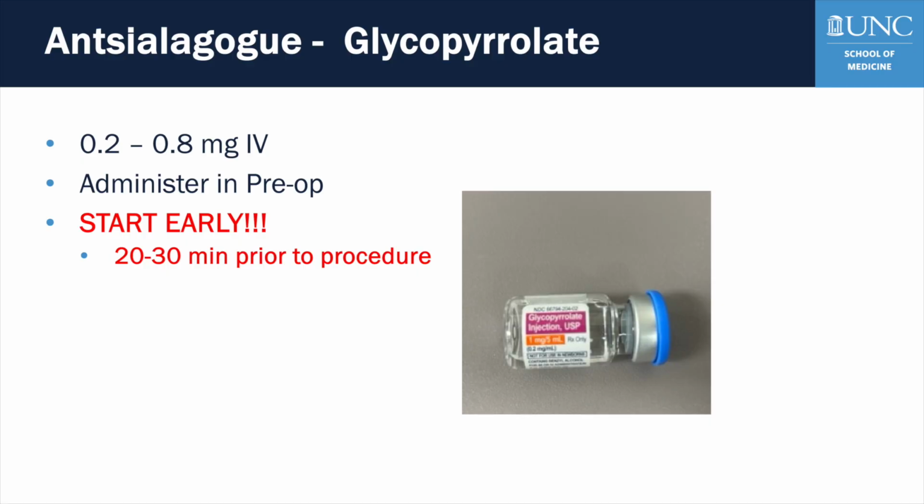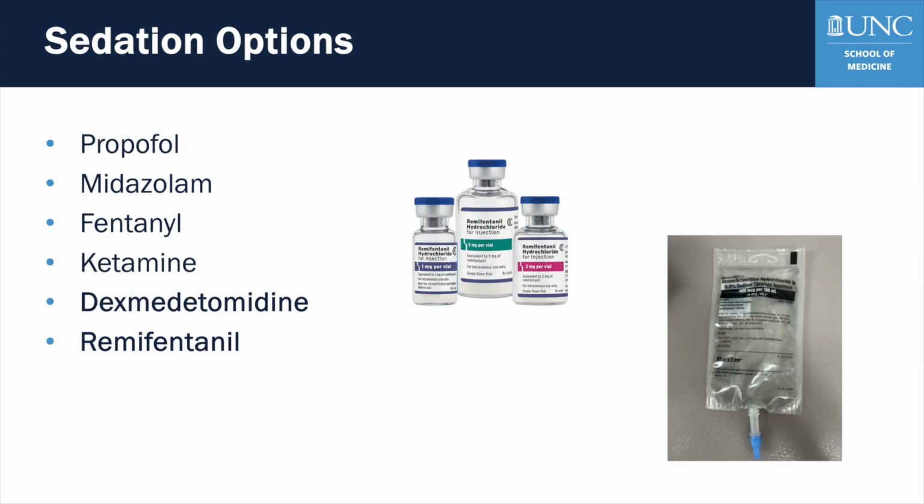First, as we get started, an antisialagogue is essential. We use glycopyrrolate 0.2 to 0.8 milligrams IV titrated to effect. Drying secretions improves visualization and enhances the effectiveness of topical local anesthetic. An added benefit is that the slight heart rate increase can help offset bradycardia from dexmedetomidine. This step is highly important and best started early in pre-op to allow the medication time to work.